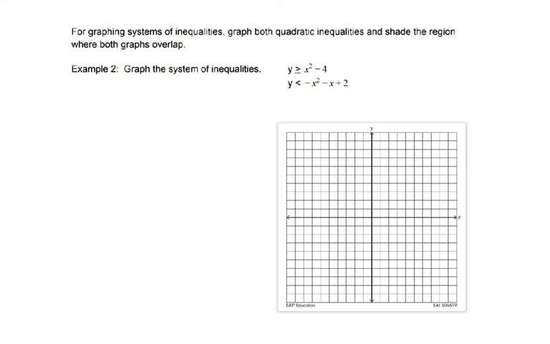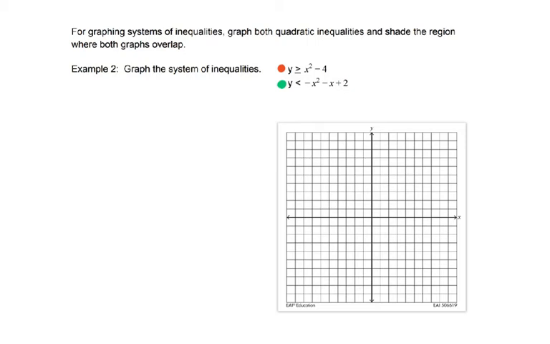Okay, so now we have a system of inequalities, which means we're going to be graphing more than one parabola on the same graph. For the purposes of this, this one is going to be orange, and the other one I'm going to do is green, and then the shading will be a different color too.